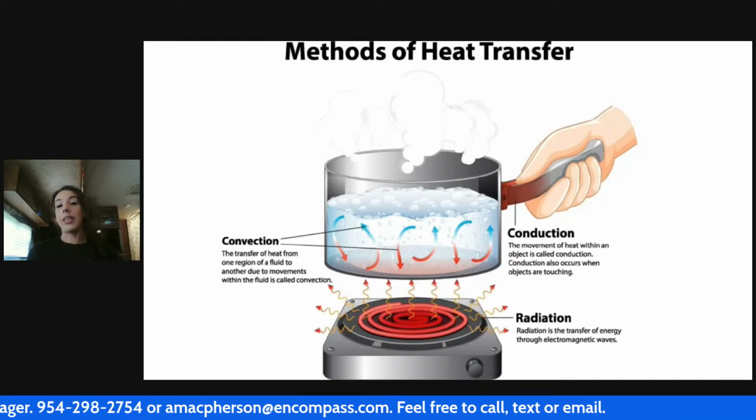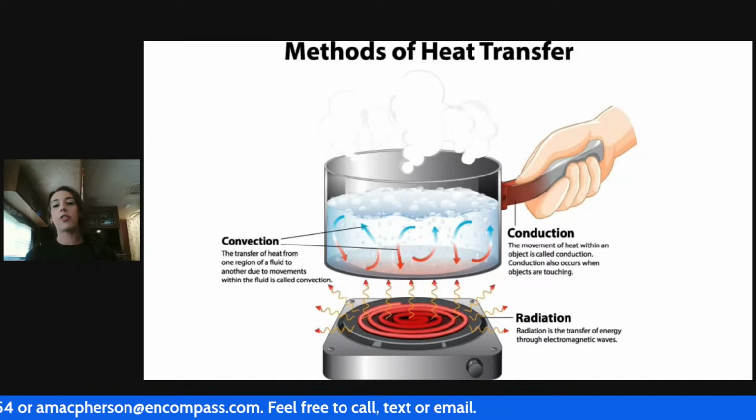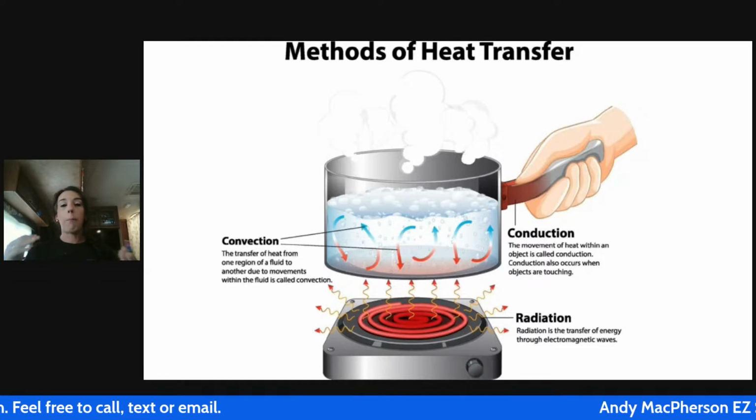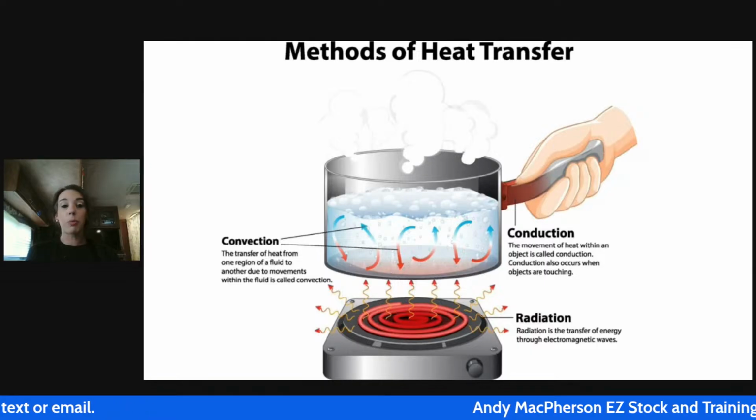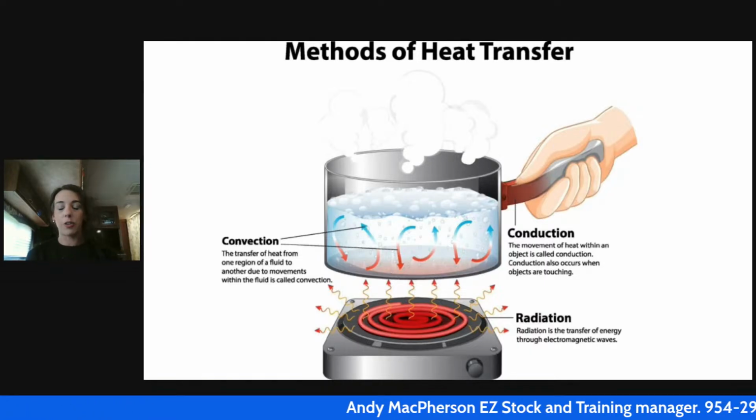Radiation is the last real defined method of heat transfer. And again, you guys, this is not the end-all be-all. There are parts that are in between. There are situations where you're using all three to transfer heat, but these are the separations that we go by.